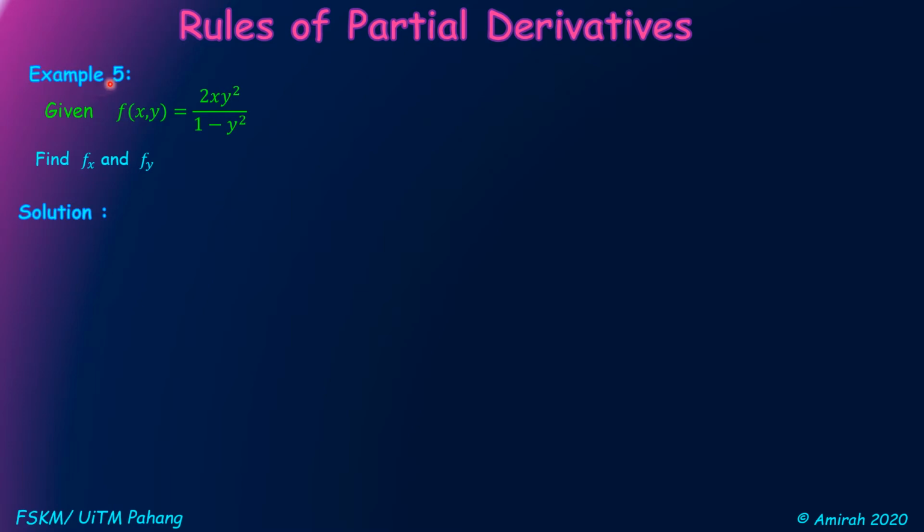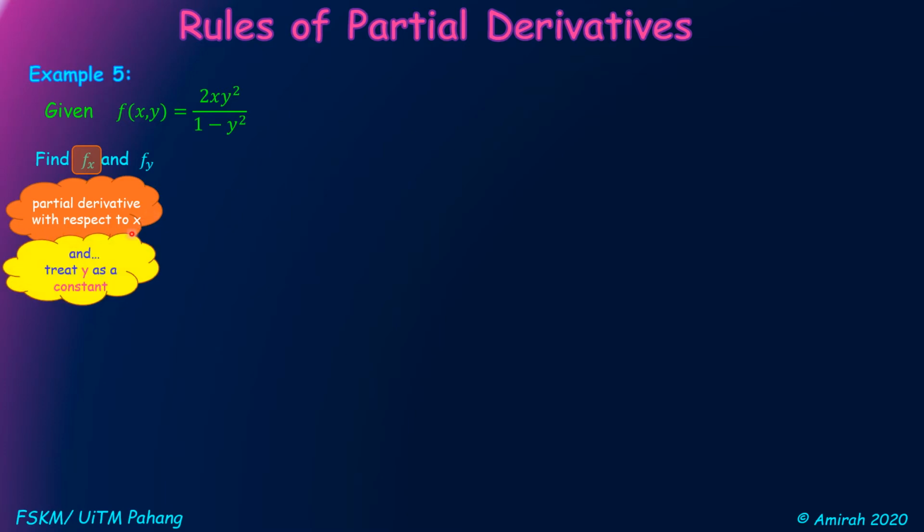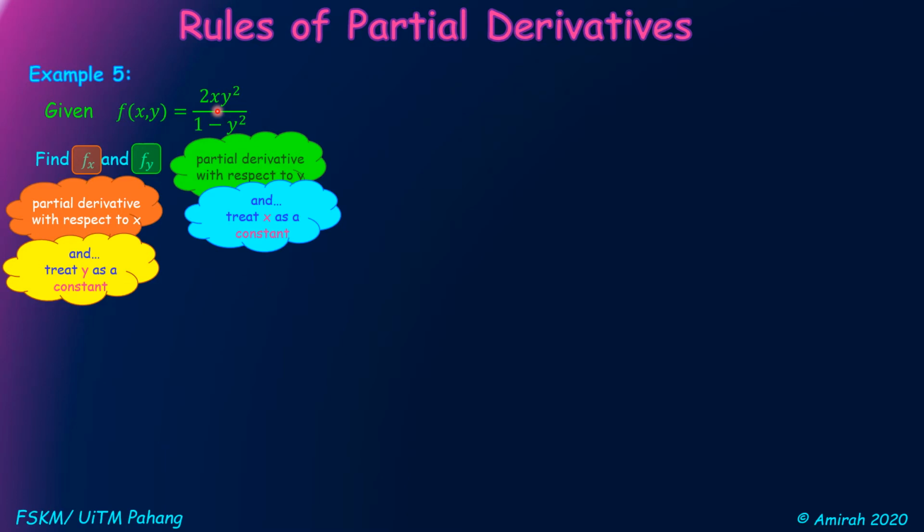Now, we look at example 5. Given f(x,y) equals 2xy squared over 1 minus y squared. Find fx and fy. Fx here means partial derivative with respect to x, and we treat y as a constant. Fy is a partial derivative with respect to y, and we treat x as a constant.